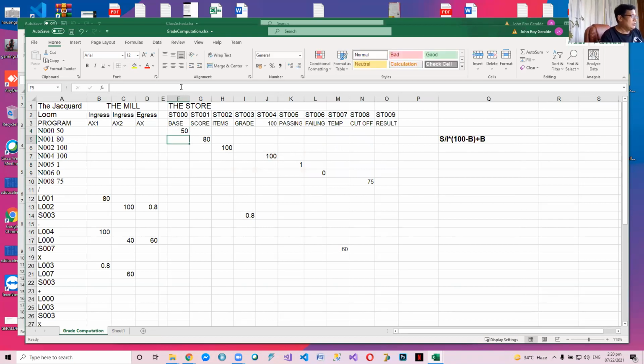Okay. So this now becomes 50 base. Right away, it will follow. Everything will follow. Okay. Anyway, in this example, we are using 40 base.